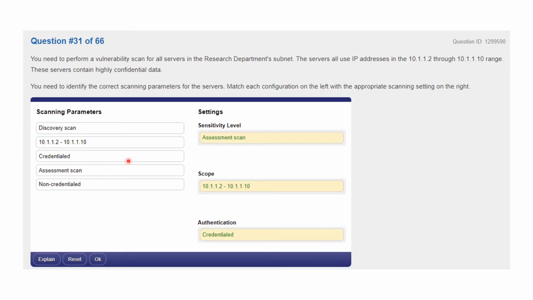So the query is as follows. The sensitivity level has to do with the assessment scan, so you will move this to this side over there. The scope basically means the range of IP addresses that you need to scan for vulnerabilities. And the authentication method basically means a credential scan in this case, because remember, one of the key points is that this server contains highly confidential data.